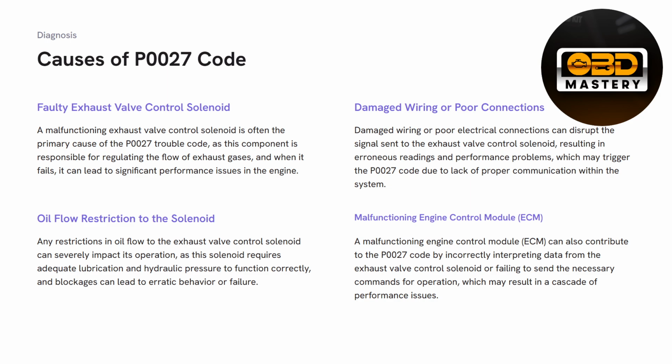Next up is going to be the malfunctioning ECM. A malfunctioning ECM can also contribute to the P0027 code by incorrectly interpreting data from the exhaust valve control solenoid or failing to send the necessary commands for operation, which may result in a cascade of performance issues.